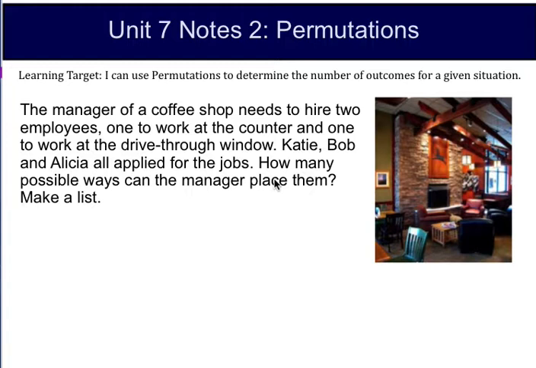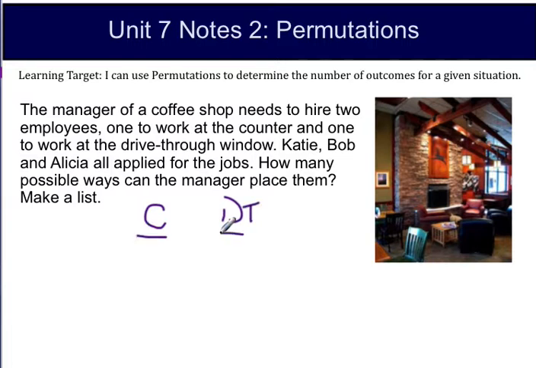It says the manager of a copy shop needs to hire 2 employees, one to work at the counter and one to work at the drive-through window. Katie, Bob, and Alicia all applied for jobs. How many ways can the manager place them? First of all, I'm going to put the columns in the order of the word problem: this one the counter, and this one the drive-through.